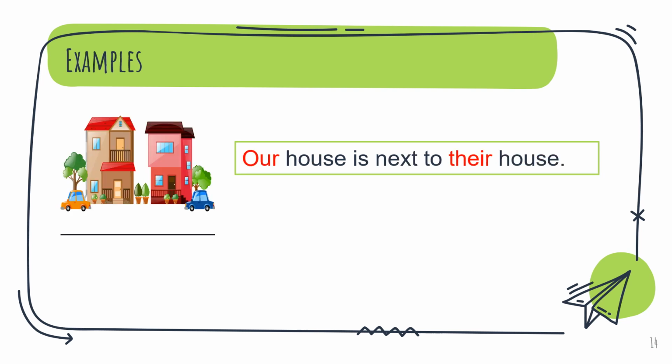Now let's move on to another example. Our house is next to their house. Look at this picture. Maybe the left side is your house. Our house is next to their house. Now look at the word their here. Rumah kami adalah bersebelahan dengan rumah dia. Their house, rumah dia. So that's why we use the word their, followed by the noun.